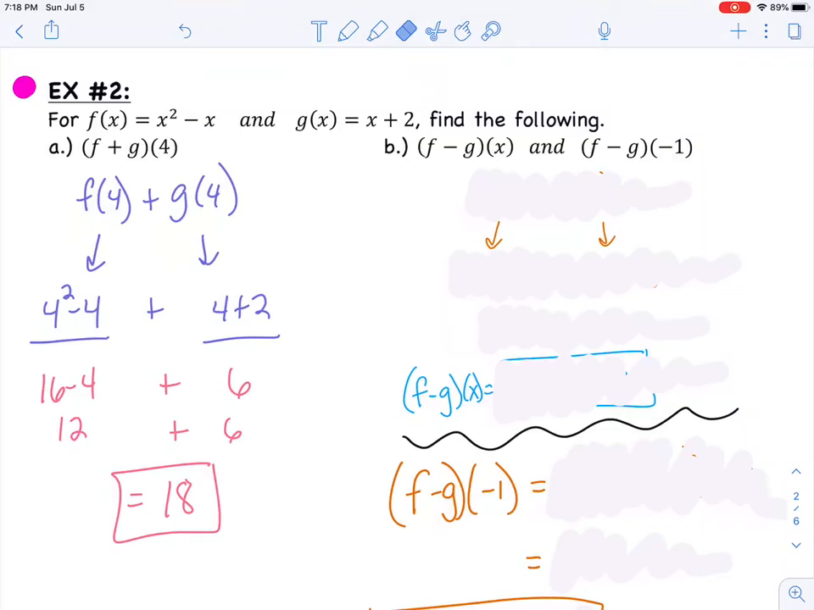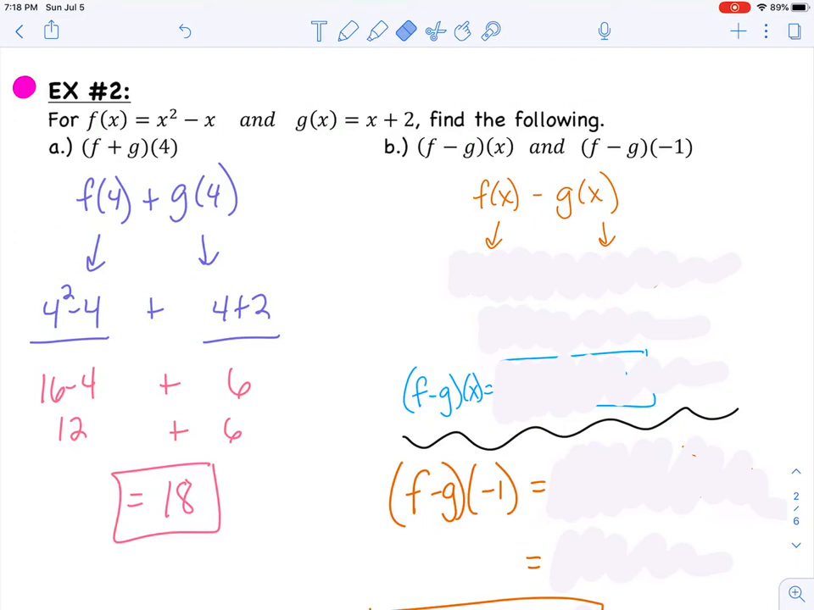All right, let's continue on with example number 2 in section 7.4. In example number 2b, it's asking us two different questions. The first one is asking us for f minus g of x. Or could I say f of x minus g of x means the same thing? We can figure out that one first, and then it's going to ask us the second question.